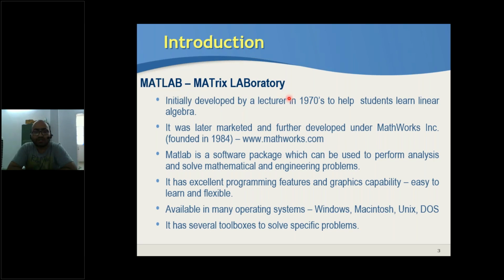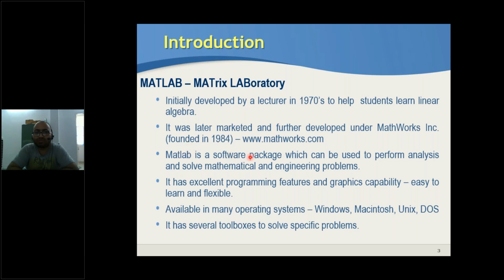So it basically started in the 1970s, when it was initially developed by a lecturer to help students learn linear algebra. So it was developed for only the linear algebra subject. But after that, MathWorks was founded in 1984, and it is also known as mathworks.com. They have developed it in several criteria and several topics, and they have added several toolboxes after that. So MATLAB was finally prepared in 1984.